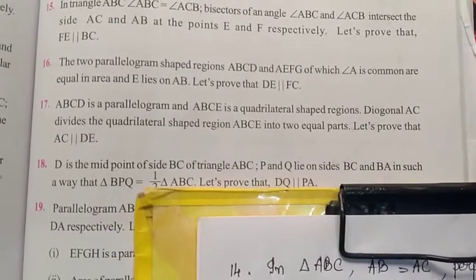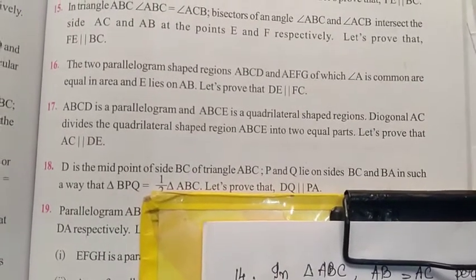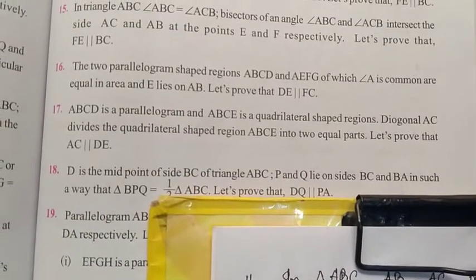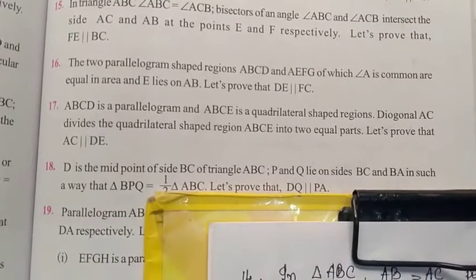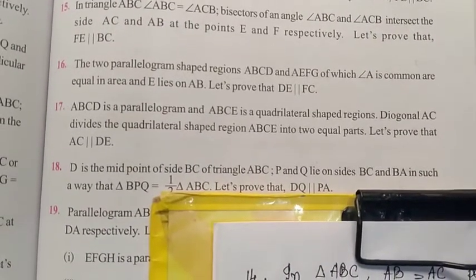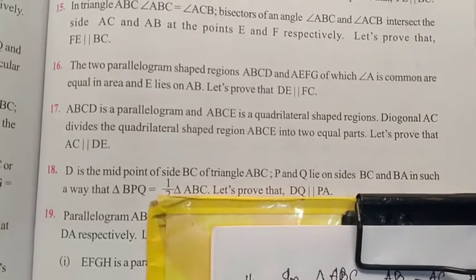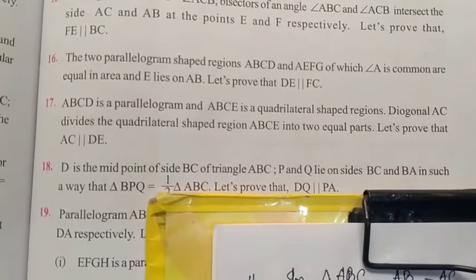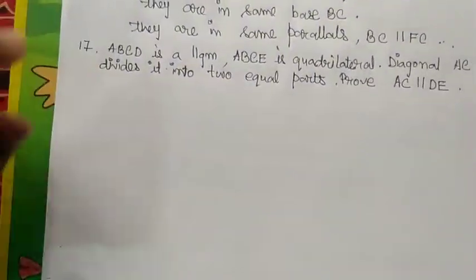This is sum number 17. ABCD is a parallelogram and ABCE is a quadrilateral shaped region. Diagonal AC divides the quadrilateral shaped region ABCE into two equal parts. So let's prove that AC parallel to DE. So therefore first of all we have to draw the diagram.